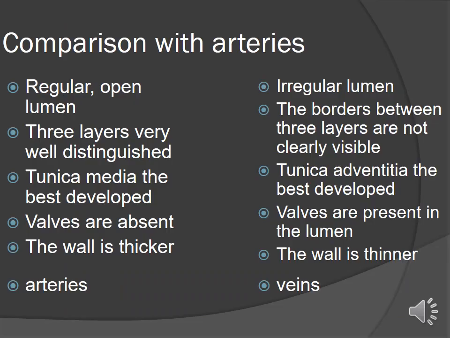We have here characteristic histological features of vein and arteries, and we start from the lumen. Artery has a regular open lumen. The histological features of the arteries are located left, vein right. The lumen of vein is irregular but larger. The lumen of artery is usually smaller.